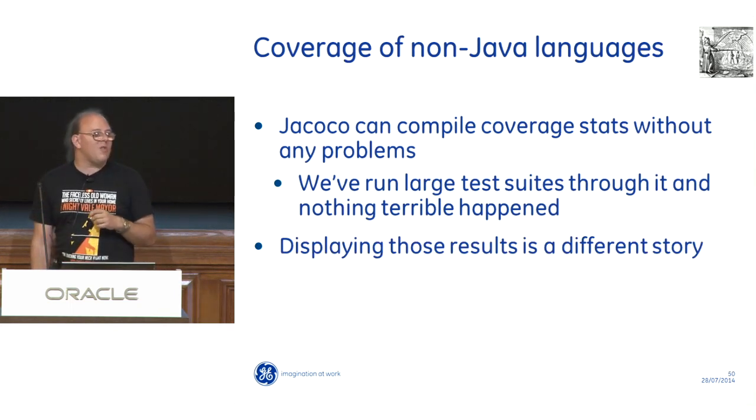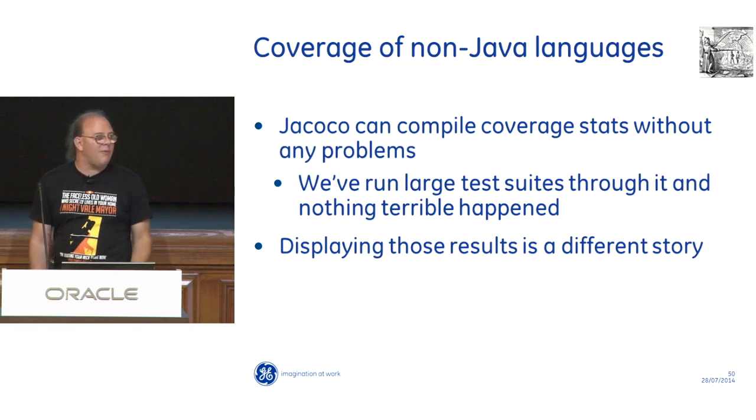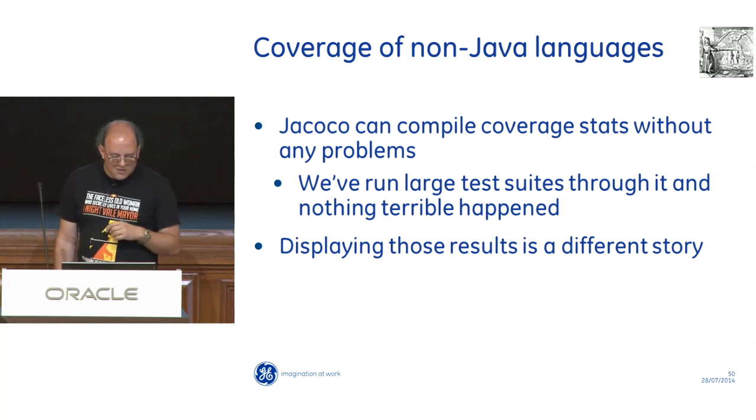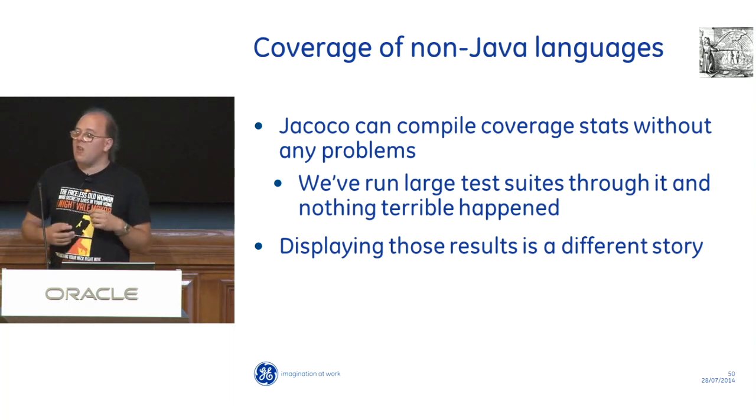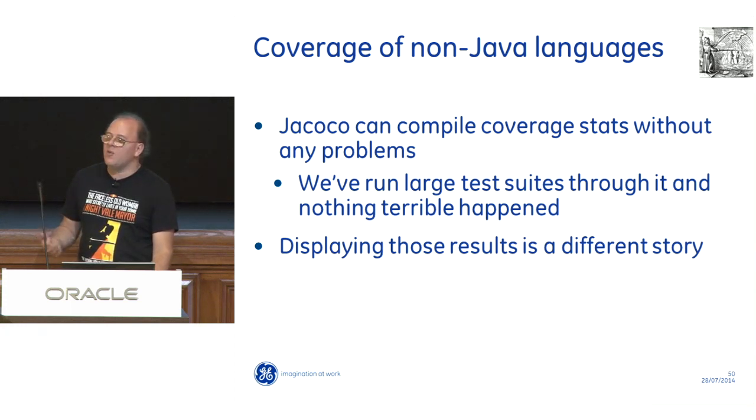Coverage of non-Java languages was surprisingly not bad. We tried Jacoco, which is a code coverage library, and it could instrument stuff without a problem, even for OSGI cases with the right sort of runes given to it. And it could be used on very large test suites, and it didn't break things horribly, so it works quite well. However, reporting the results of code coverage is a somewhat different story. And this is a common thing among a lot of JVM tools. The underlying parts seem to work, but the actual reporting with non-Java languages is less than ideal.